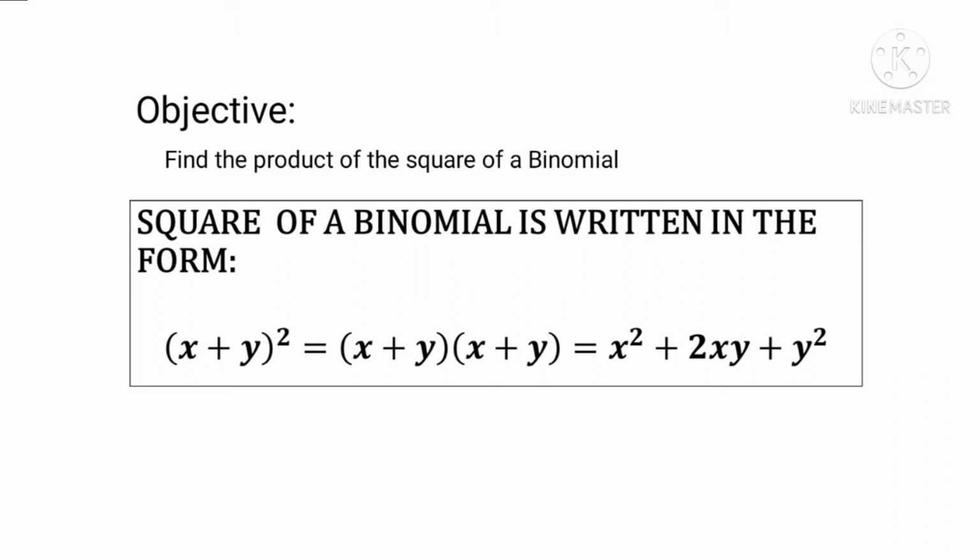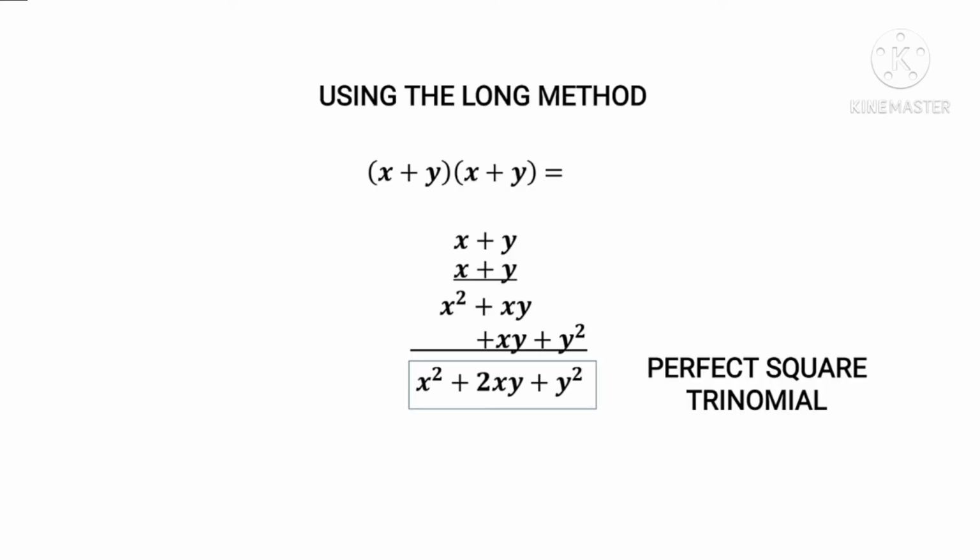So the square of a binomial is written in the form of the quantity of x plus y raised to 2, or it is equal to the quantity of x plus y times the quantity of x plus y, wherein the product of the square of the binomial is x squared plus 2xy plus y squared. So by using the long method, ito yun kung bakit nag-come up tayo sa x squared plus 2xy plus y squared.